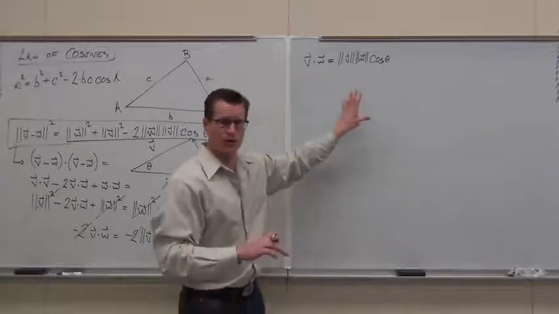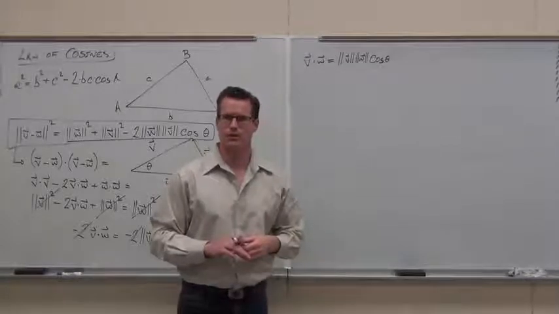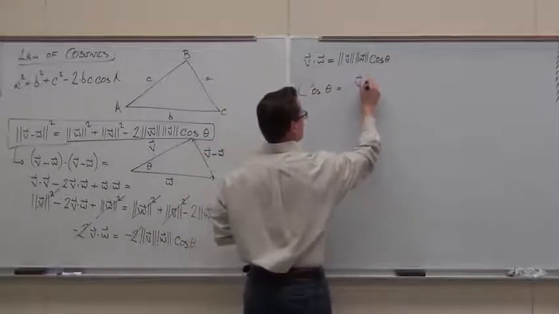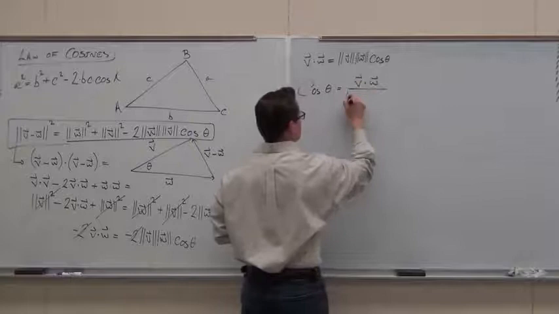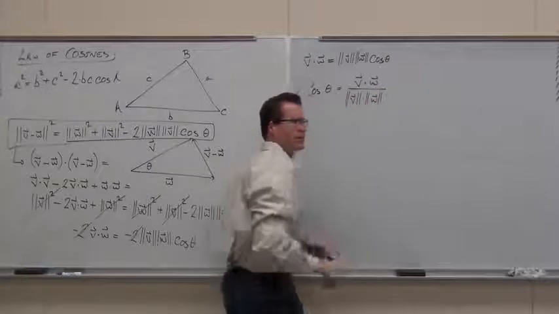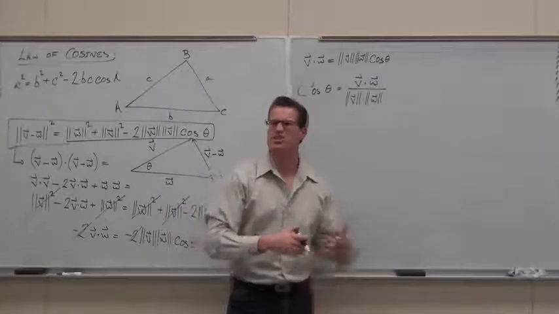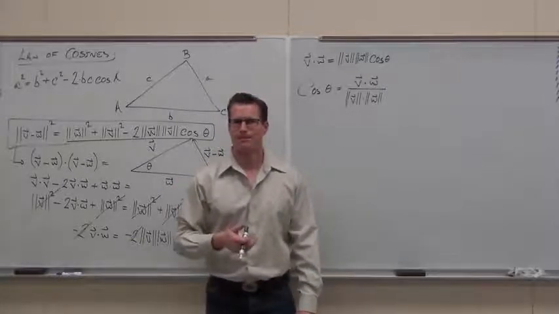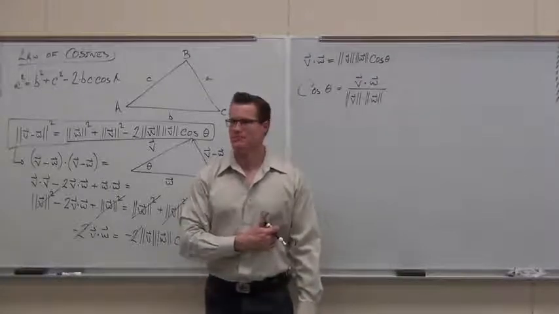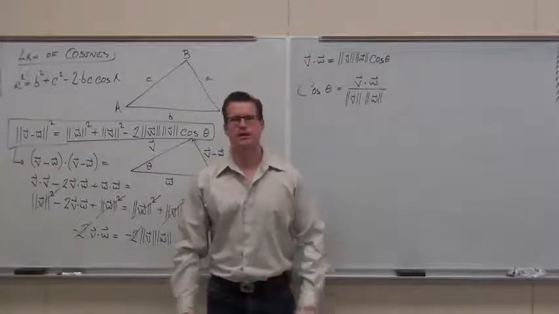Here's the other one, the main core. So that's number 1, okay? And I'll list that out in a little bit also. Here's the main one. Can you solve for cosine theta? That's one of the big reasons we need the dot product. Why? What's it do? It gives you the angle between any two vectors that you want.